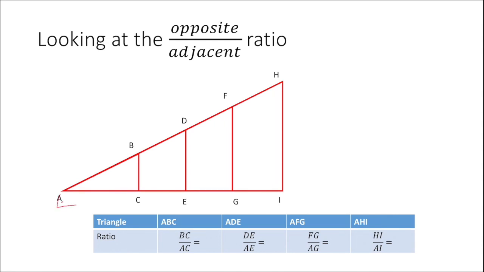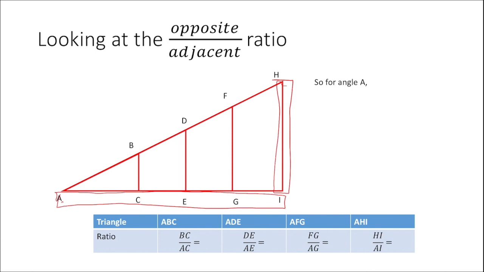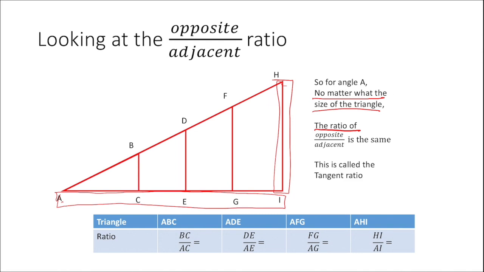Also, they're increasing by the same rate. So for angle A, no matter what the size of the triangle, because we have similar triangles, the ratio of opposite over adjacent is the same. That ratio is called the tangent ratio.